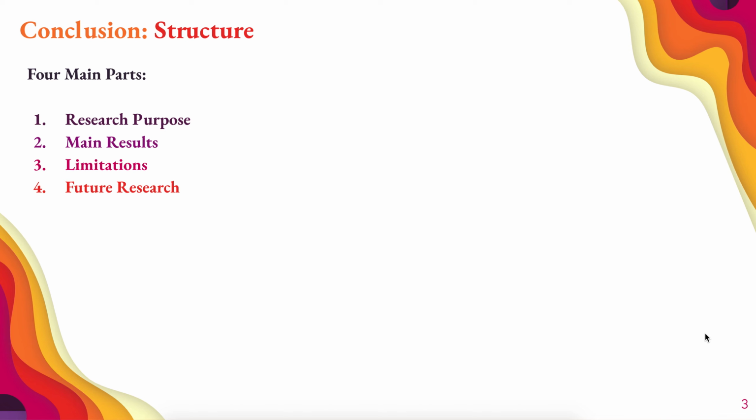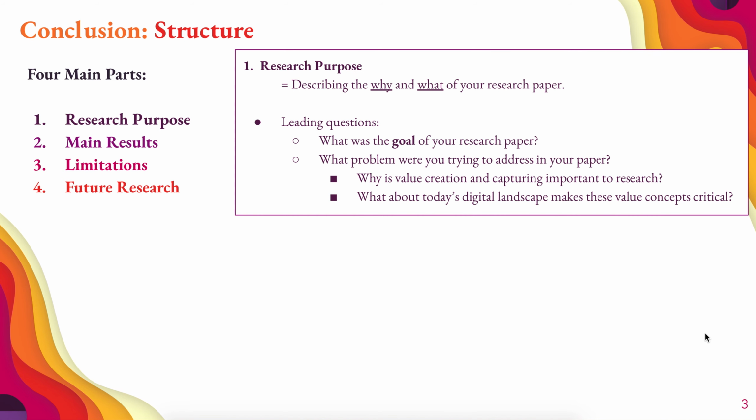So now moving on into the structure of the conclusion. I broke it up into four main parts. The first part is research purpose, then you talk about your main results, and then you list your limitations, and then suggestions for future research. So first is research purpose. You're describing the why and the what of your research paper.